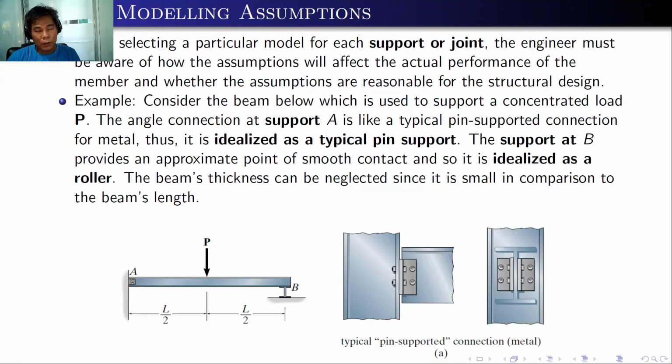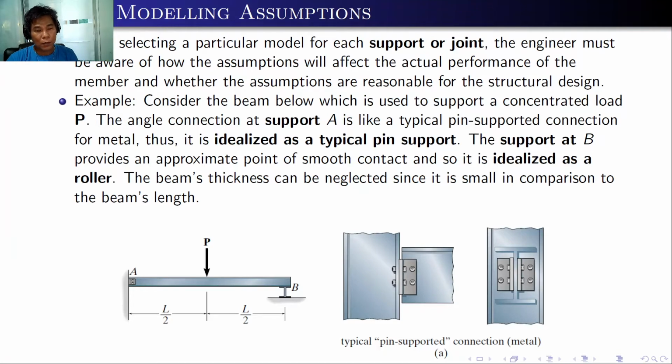For the modeling assumptions of support, here we selected a particular model for its support or joint. The engineer must be aware of how the assumptions will affect the actual performance of the member and whether the assumptions are reasonable for the structural design. For example, we would like to consider the beam below, which is used to support the concentrated load P.